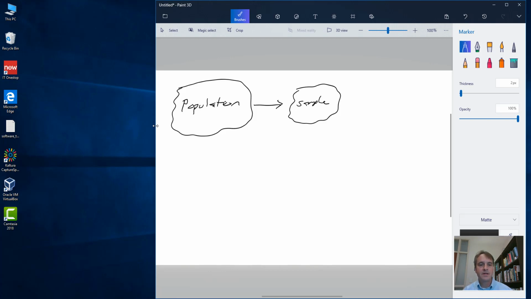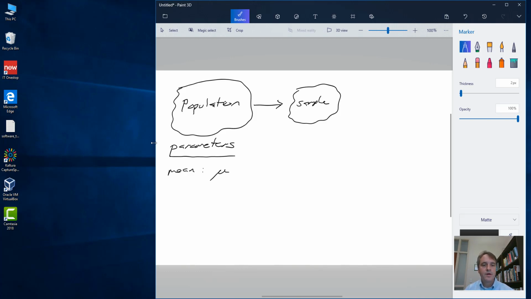Now, just a little bit of terminology and symbolism here. The population is going to have characteristics that are called parameters. And these are the things that we're interested in drawing inferences about. So, for example, we might be interested in the mean, that is the average. The population mean is going to be denoted with the Greek letter mu.